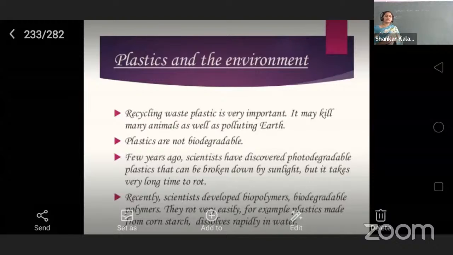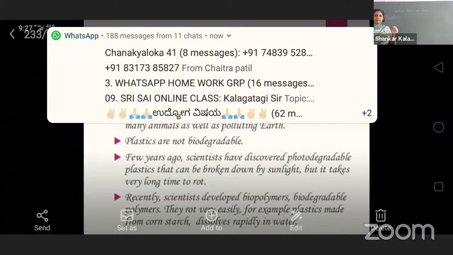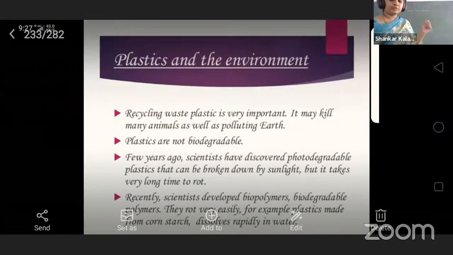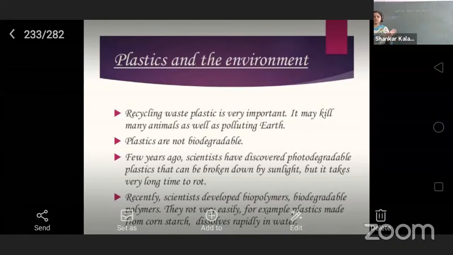And next, recently scientists developed biopolymers, biodegradable polymers. They rot very easily. So nowadays scientists found biopolymers, biodegradable polymers. Rot means what I told. These plastics break into small pieces and they mix with the soil easily.